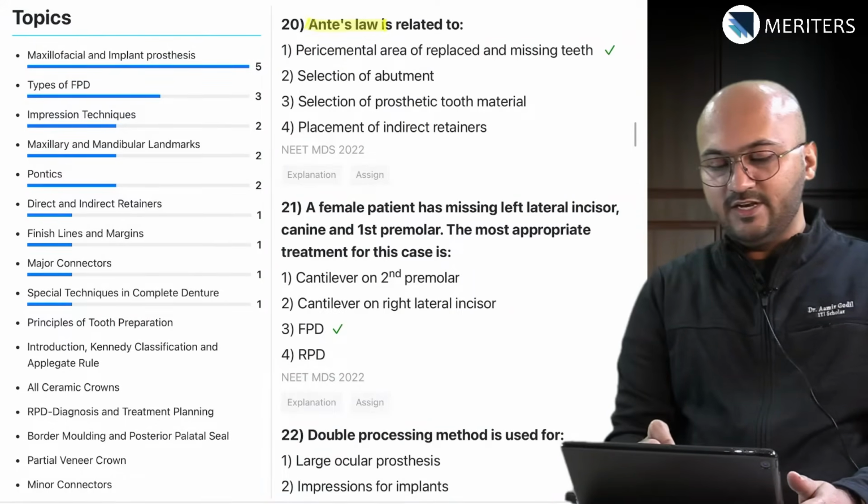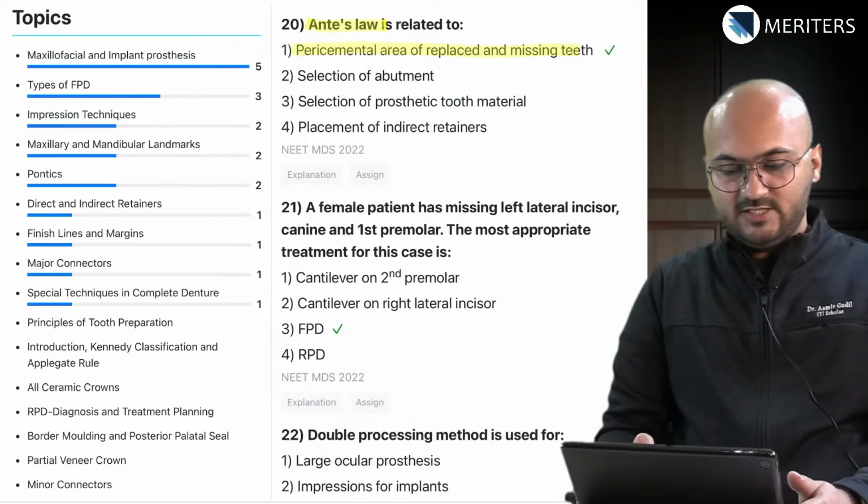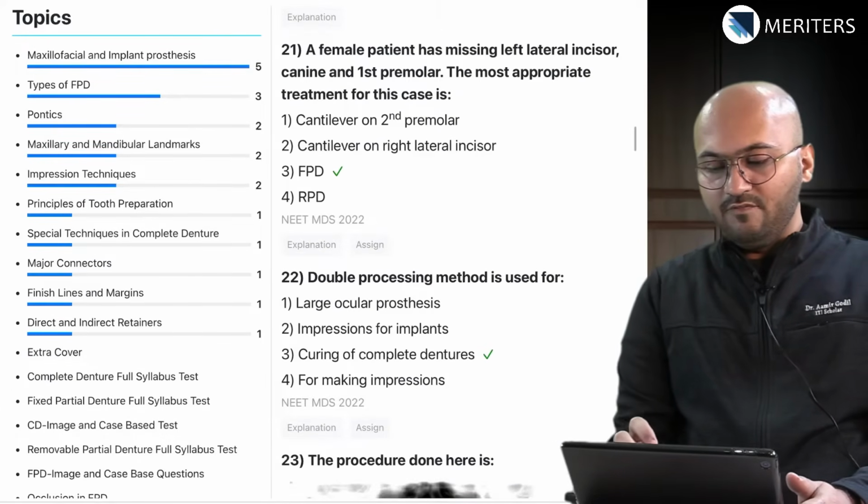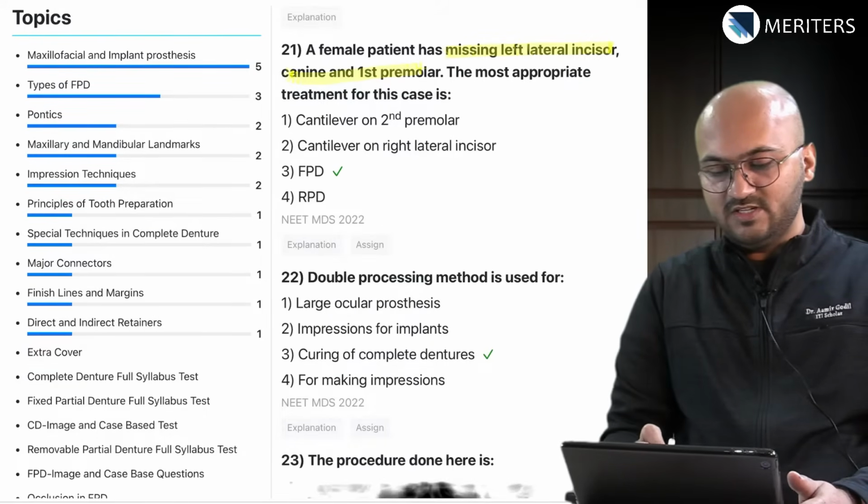Ante's law is related to the pericemental area of replaced and missing teeth. So let's put that under principles of tooth preparation. A female patient has missing left lateral incisor, canine and first premolar. What is the treatment plan?